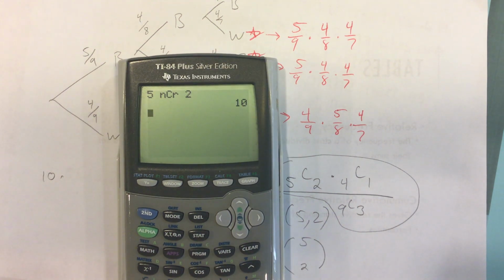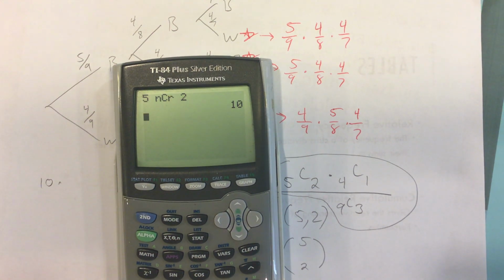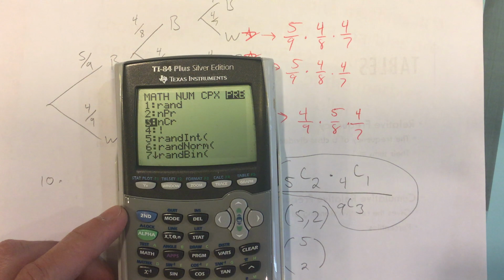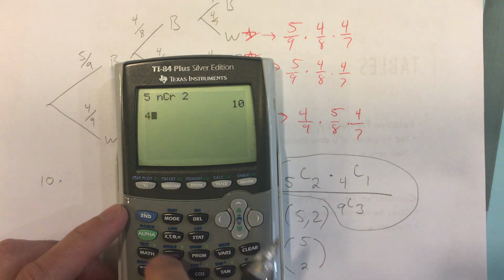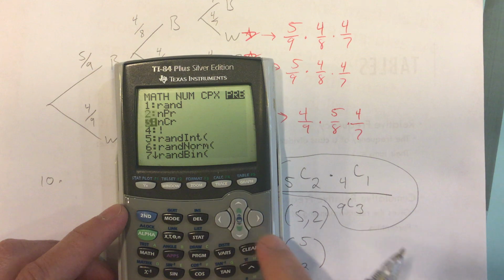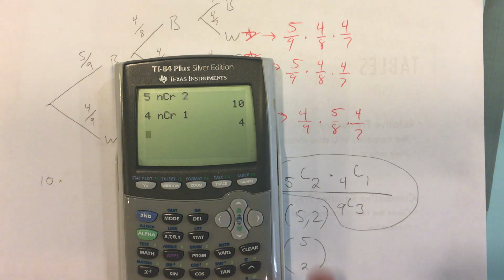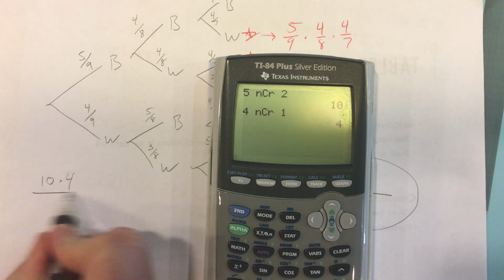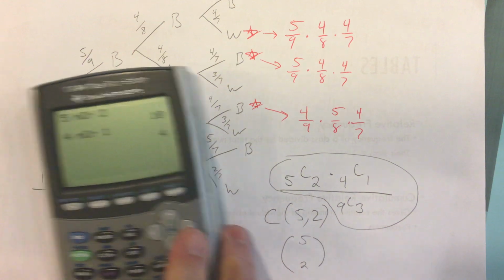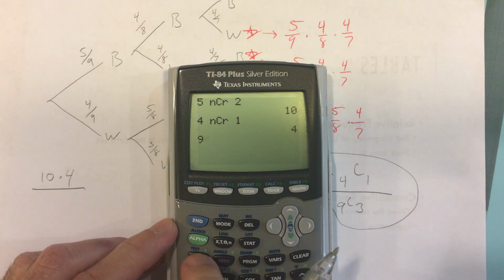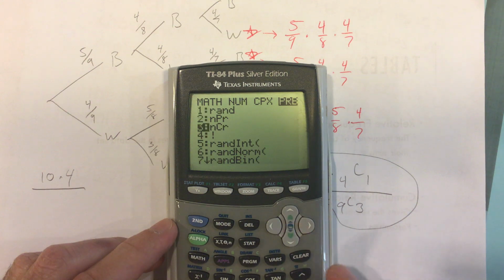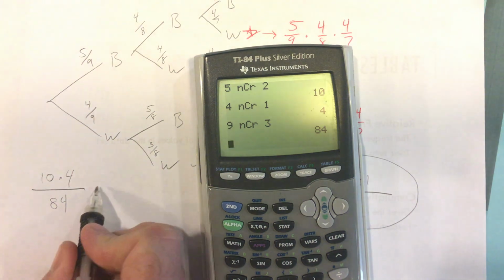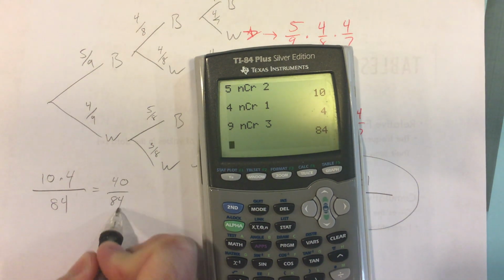Okay, and then 4, choose 1. Hopefully you realize that's 4, right? But I'll show it to you on the calculator. I forgot the 4, didn't I? Right, that's 4, because if there's 4 items and I'm going to take 1 of them, there's 4 ways that can happen. That's what we're saying. Okay, and then my denominator is 9, choose 3. So there's my answer, 40 out of 84.